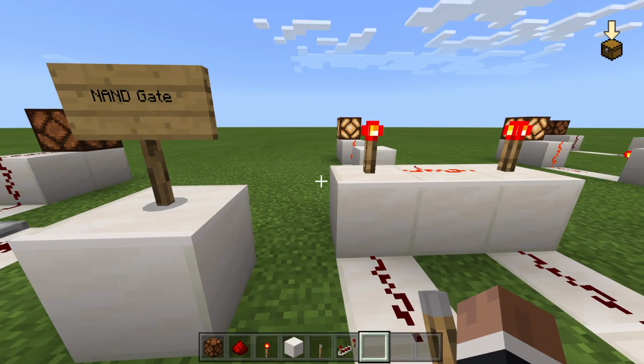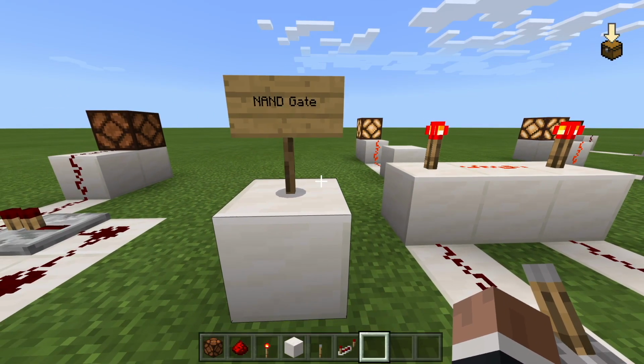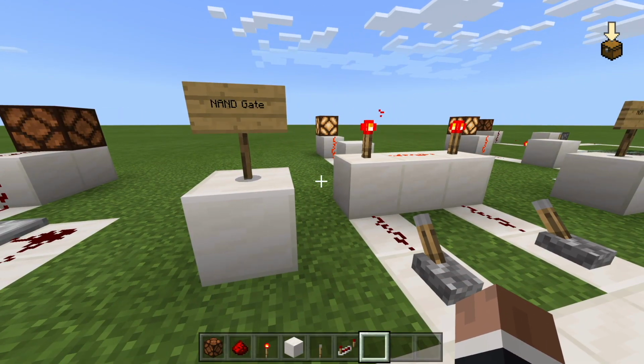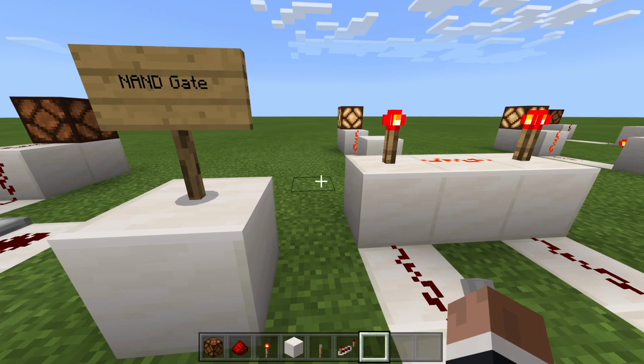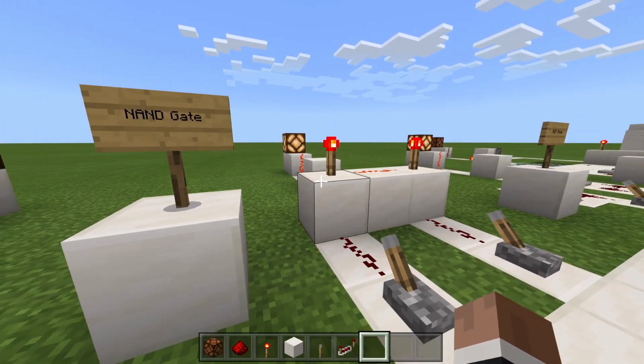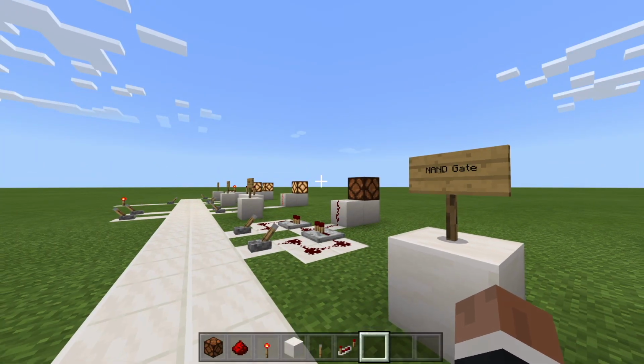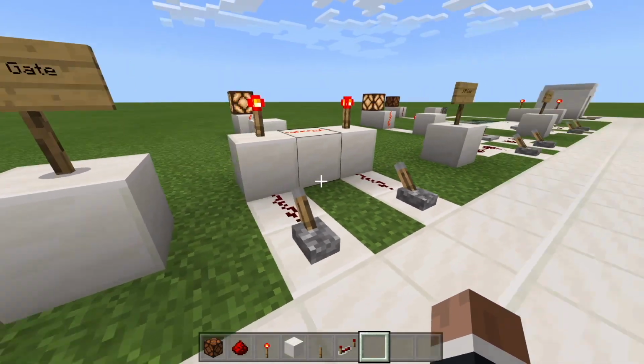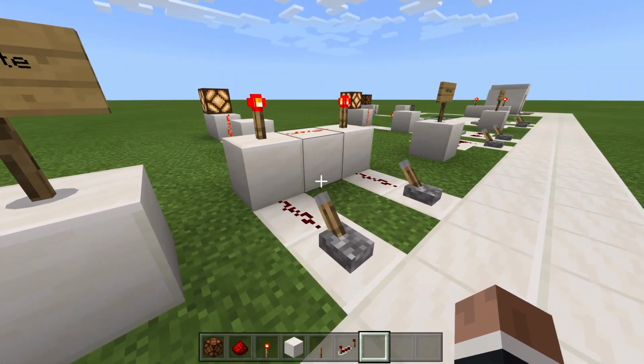Now this is where the gates start to get slightly more complicated. This is the NAND gate, which basically means the NOT AND gate, so it's a combination of two gates. This gate is basically the opposite of the AND gate. As you saw with the AND gate, it would only give an output if both of the inputs were set to 1. In this case, it's exactly the opposite of that. It will give an output as long as both of the inputs are not switched to 1.